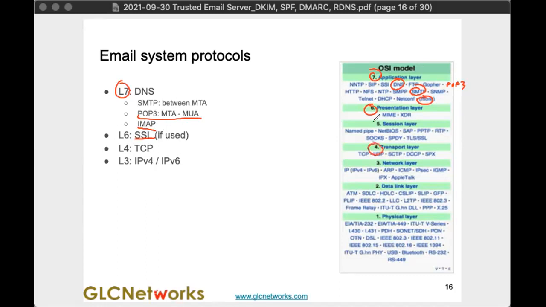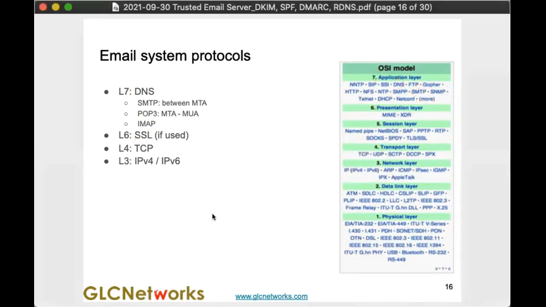On layer 4, we have either TCP or UDP, but for email we are using TCP. And then on layer 3 we usually have IPv4, though it actually depends on your DNS settings. Again, DNS. If you set up your MX with IPv6, it will go through IPv6. Otherwise, many email servers are still based on IPv4, unfortunately.